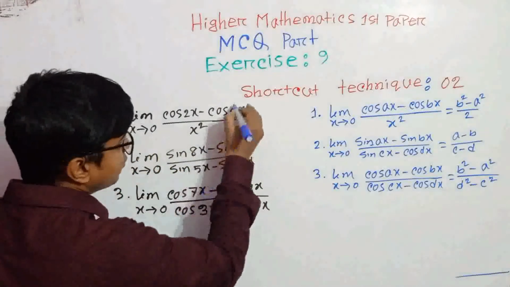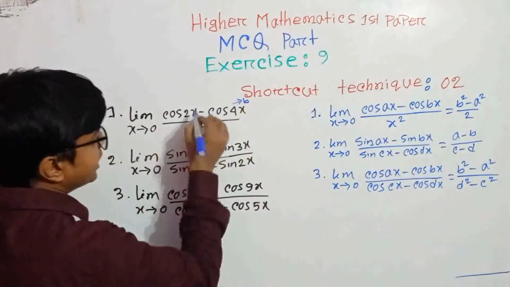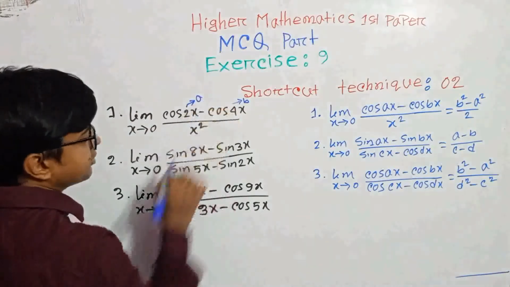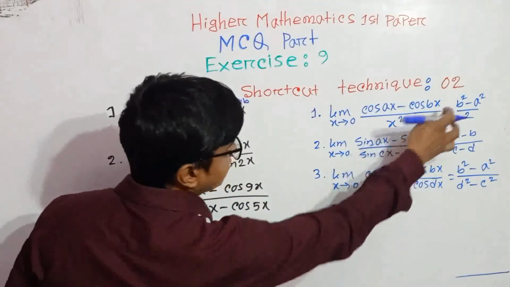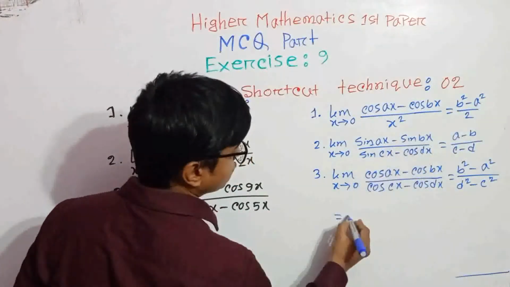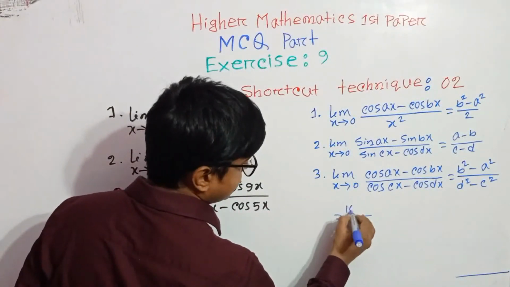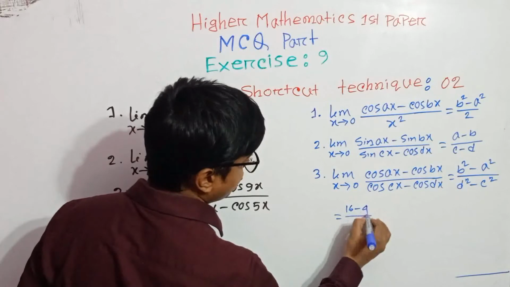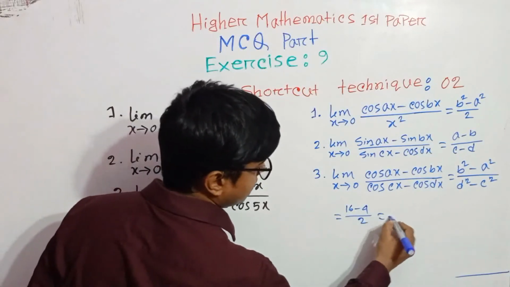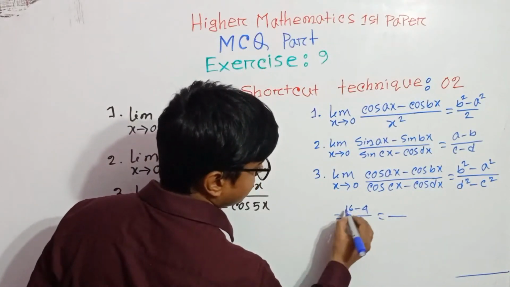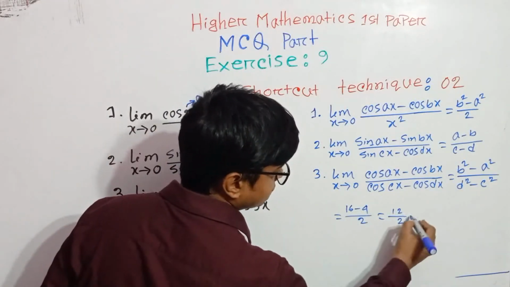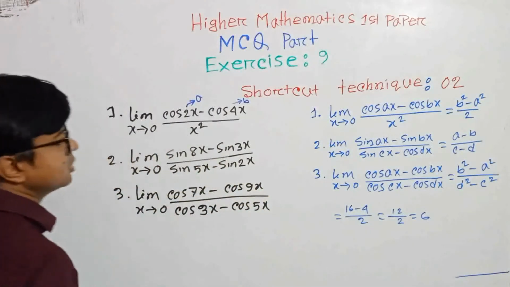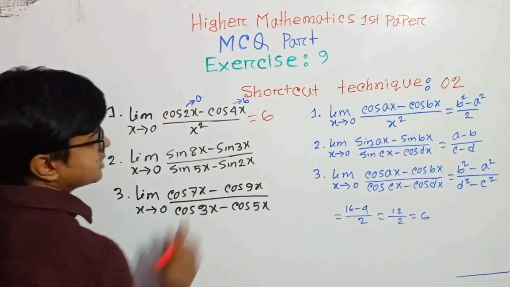Here suppose 4 is b and 2 is a, so our answer will be b square minus a square by 2, that means 16 minus 4 by 2. Here our answer 16 minus 4 is 12 by 2, so our answer is 6. So here we can write 6.